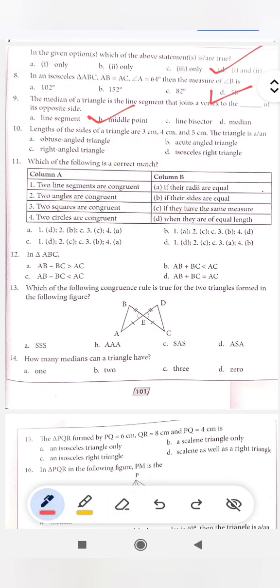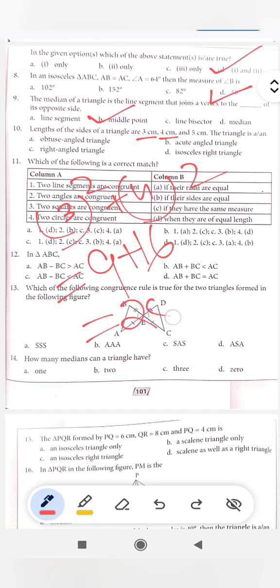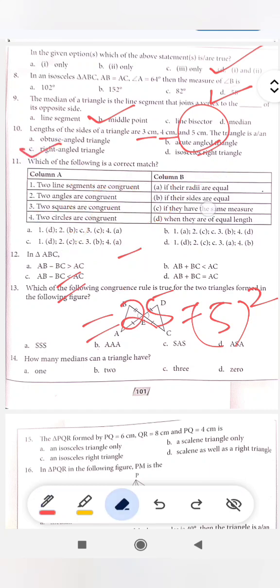Next, the lengths of the sides of a triangle are 3, 4 and 5 centimeters. The triangle is what? Is it a right angle triangle? Let us check the sum of the squares of the smaller sides. Here the smaller sides are 3 and 4. 3 squared plus 4 squared: 3 squared is 9, 4 squared is 16, and 16 plus 9 is equal to 25. It should be the square of the third side. The third side is 5, and 5 squared is also 25. Yes, so it fulfills the right angle triangle property. So option C is the right answer.